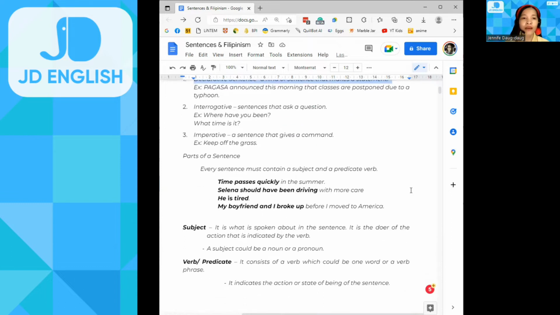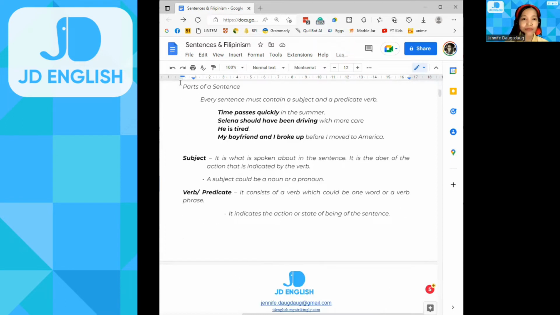And let's have interrogative sentence. Interrogative sentences are sentences that ask a question. For example, where have you been? What time is it? And the third one is imperative. So an imperative sentence is a sentence that gives a command. Keep off the grass.